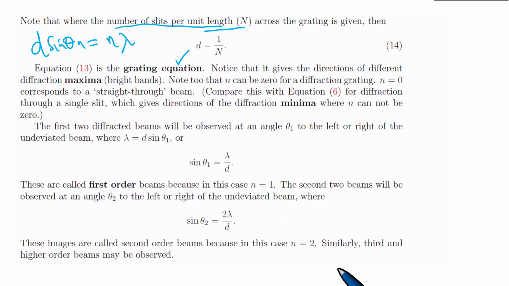Let us discuss equation 13, but also in relation to what we need to learn. Equation 13 is the grating equation. Notice that it gives the directions of different maxima, the bright bands. Note too that n can be 0 for a diffraction grating; n equals 0 corresponds to a straight through beam.